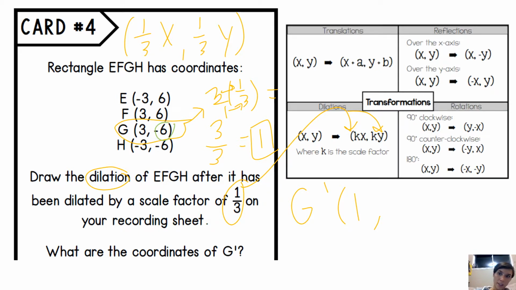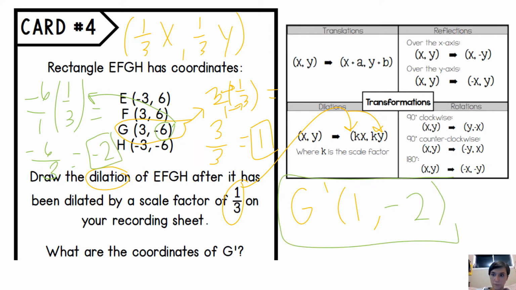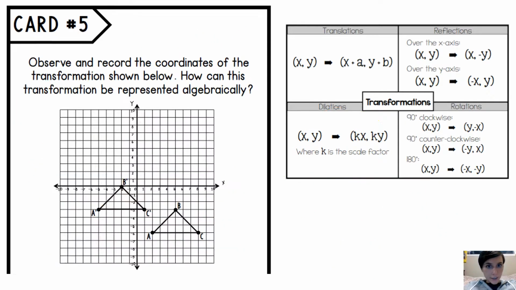This, negative 6. Negative 6 over 1 times 1/3 is negative 6 over 3, aka negative 2. That would be g prime, the new coordinate of g after the dilation of a third, aka a reduction or a shrink. And on to the next.